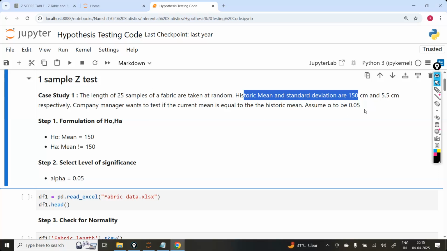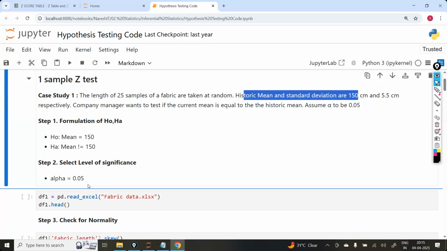Now assuming alpha is equal to 0.05. The null hypothesis: population mean is equal to 150. The alternative hypothesis: population mean is not equal to 150. Second step, alpha is equal to 0.05. Earlier also, these 2 steps are the same, even if you do it manually. What is the third step?